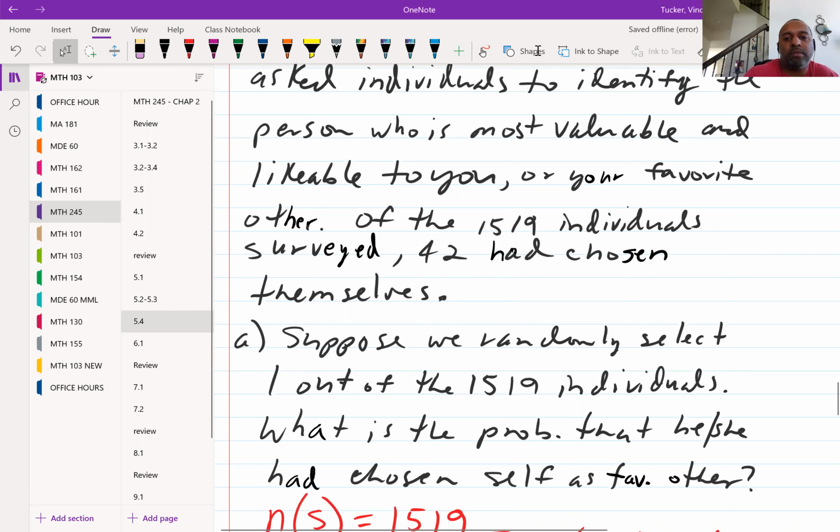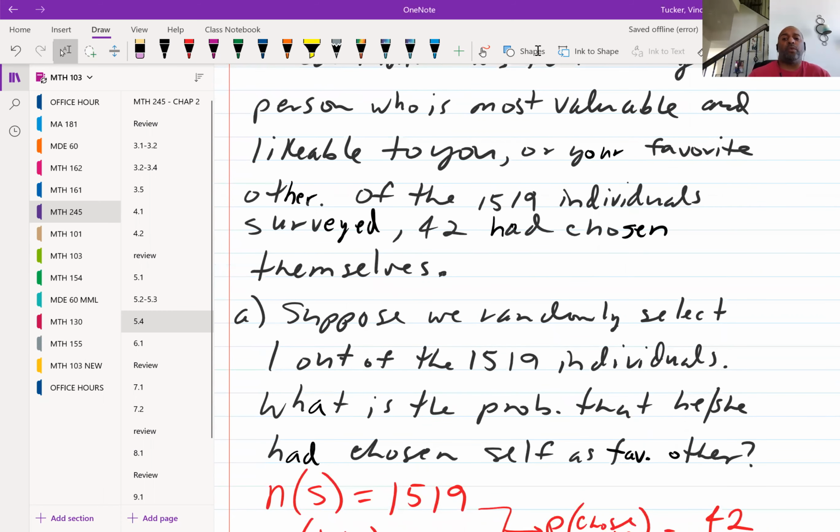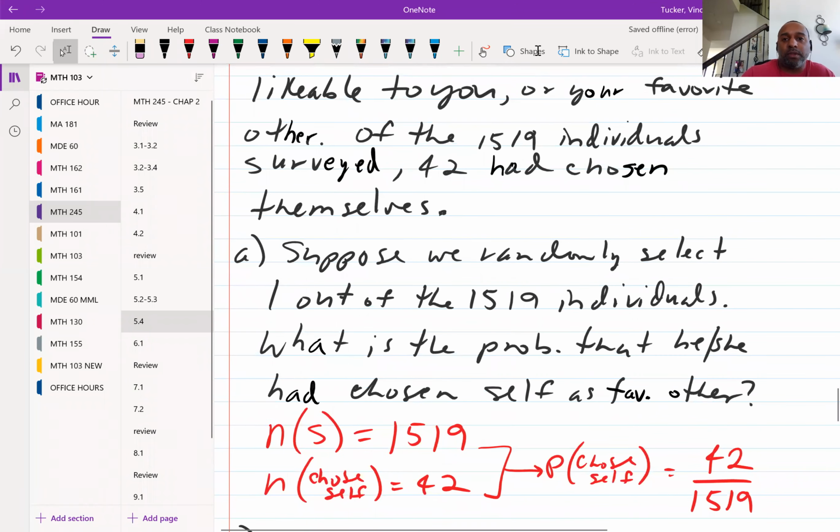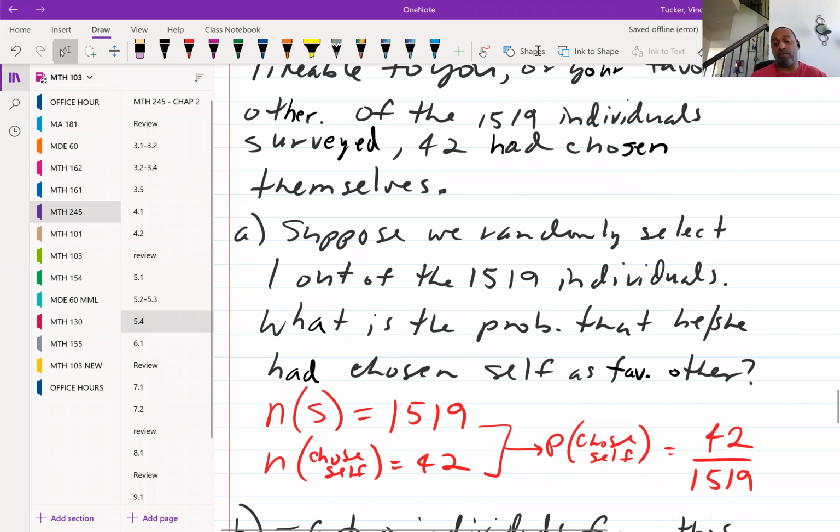All right, can we go to the problem? So we want to know the probability of choosing one out of the 1,519 individuals that chose self as a favorite other. From the problem, we know we have 1,519. That's how many people were surveyed. Out of that group, 42 of them chose self. So this is just a regular probability problem, pretty much from the first section that we started discussing. You just take the 42 over the 1,519, and that would be your answer. That's the probability of choosing someone who chose self as their favorite other person.